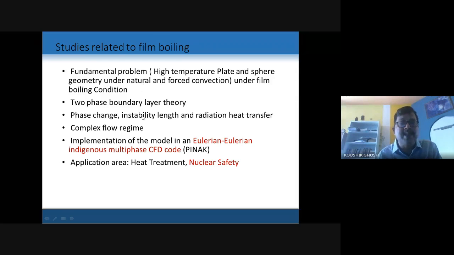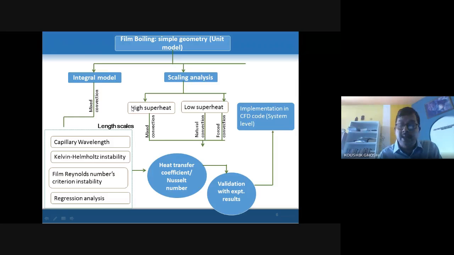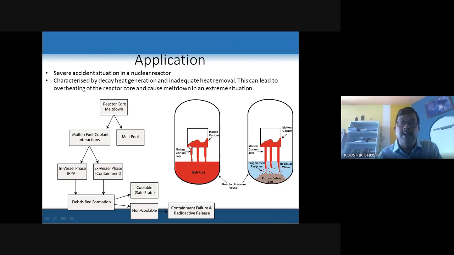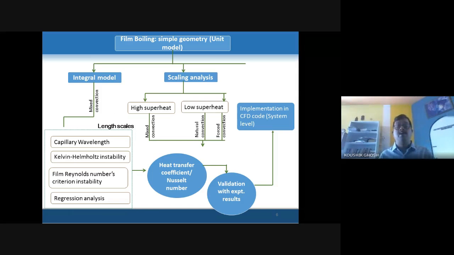So there are several challenges involved in studies related to film boiling, and there is an application area in heat treatment and nuclear safety. I already gave the example that in the nuclear field, it is a very important area where it finds application. So to solve this, there are several challenges, and we have solved this in this way. So first, to understand the fundamental principle of film boiling.